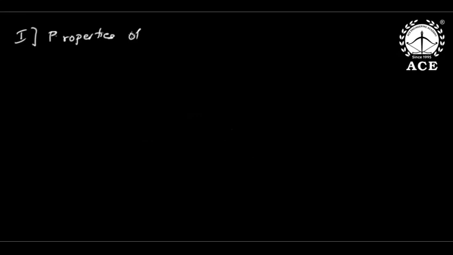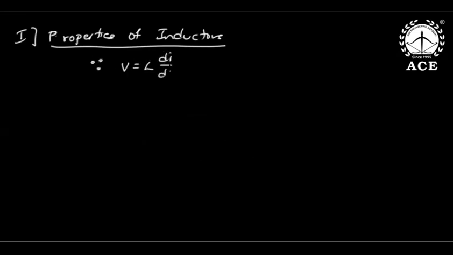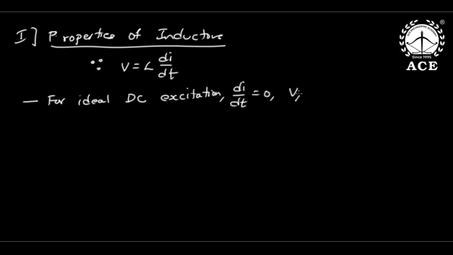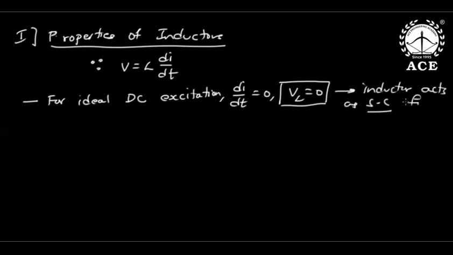Very easy, listen carefully. Property of inductor: since V is L di by dt, this is the Ohm's law. First point: for ideal DC excitation, we know di by dt is zero. When di by dt is zero, the voltage across the inductor is zero. Then the inductor acts as a short circuit for ideal DC in steady state. That is the complete statement.